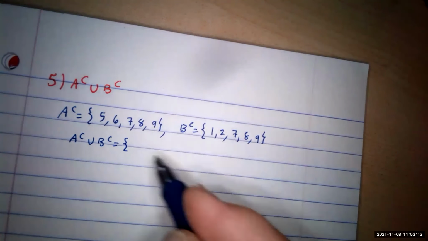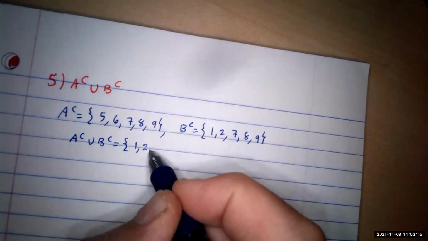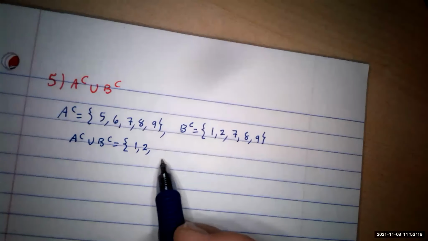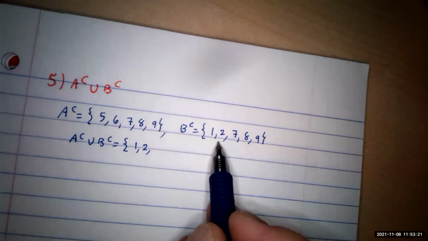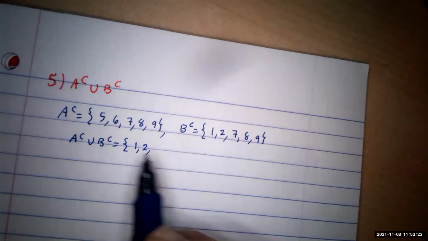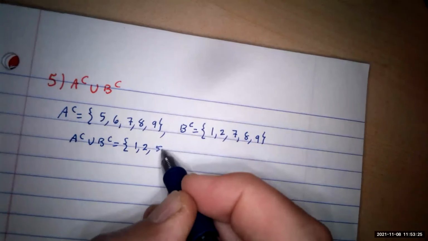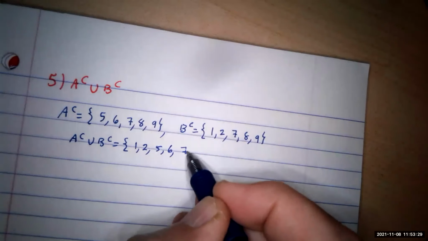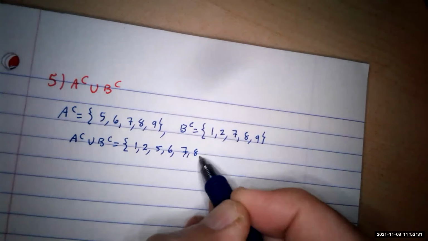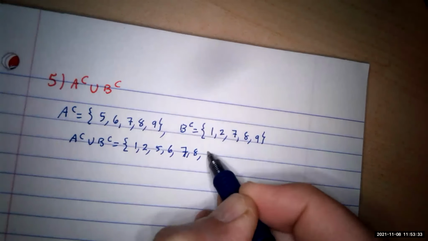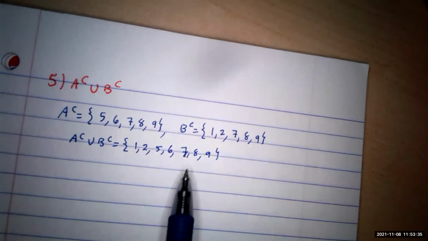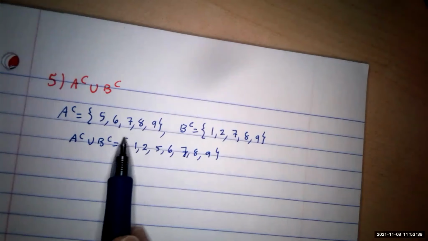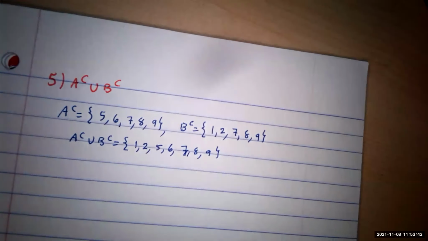Now it's going to be 1, 2. Okay, there's no need for any order. If anything is repeated, you are not going to repeat it. So I write down in this order, I get a 5 and the 6. Then I get the 7, 8, and 9. Okay, I got everything: 1, 2, 5, 6, 7, 8, 9.